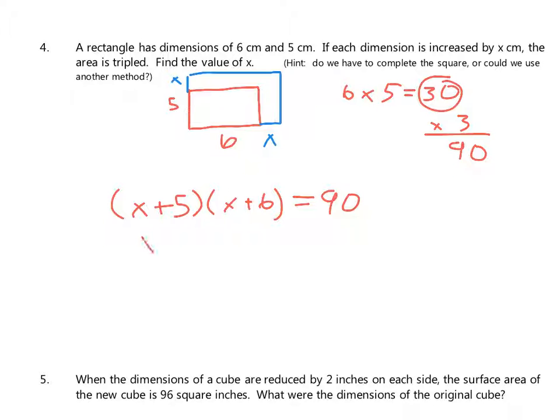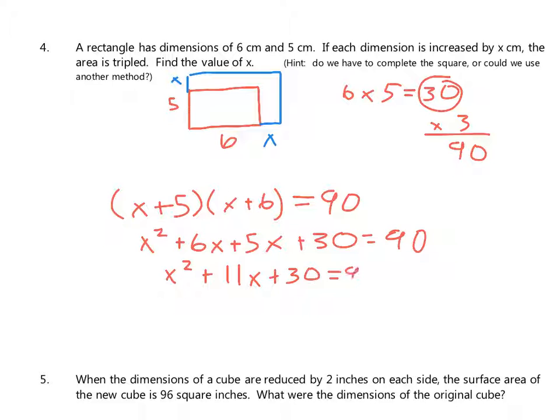So let's FOIL. x squared plus 6x plus 5x plus 30 equals 90. x squared plus 11x plus 30 equals 90. x squared plus 11x minus 60 equals 0. And we don't have to use completing the square for this problem. It is factorable.